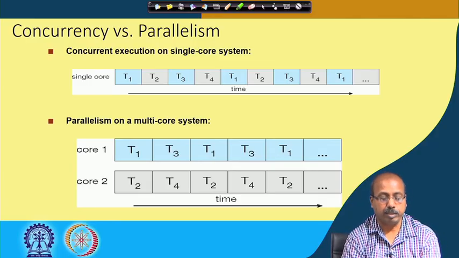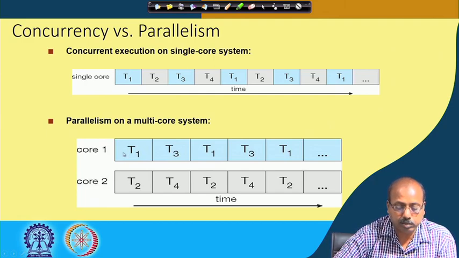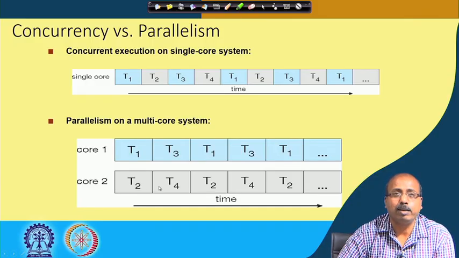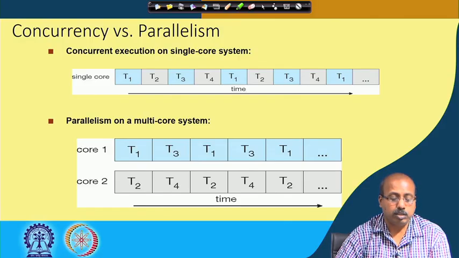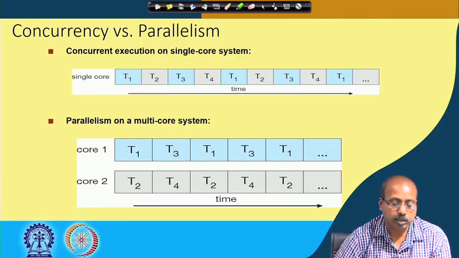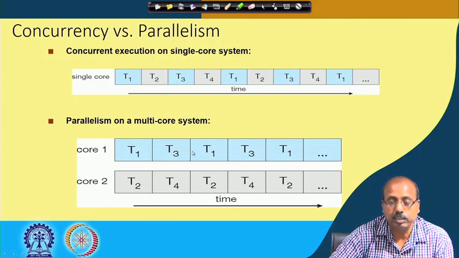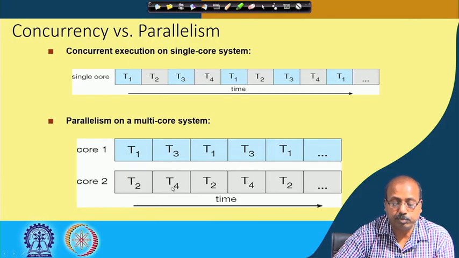For a typical case, maybe it puts the odd numbered jobs on core 1, and the even numbered jobs on core 2. This is a totally hypothetical decision that the scheduler has taken. So T1 is run for some time, then it is given to T3, then T3 runs for some time, then again it is given to T1. It goes like this. Similarly for core 2, first T2 runs for some time, then T4 for some time.